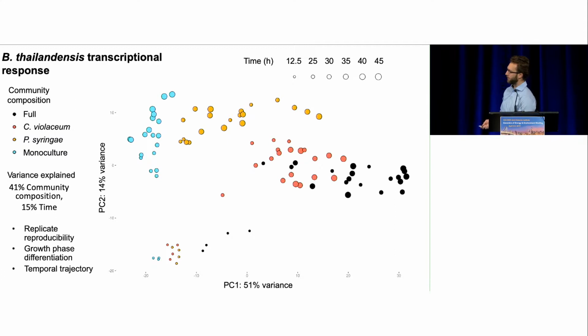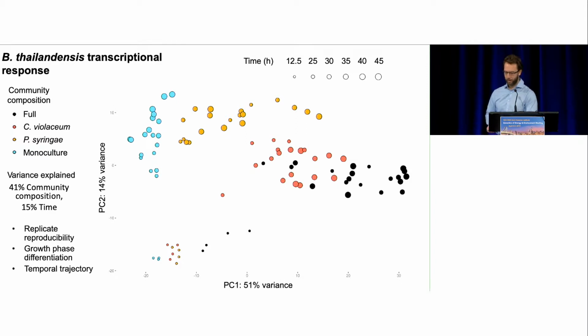And so points closer together in space are more similar in the transcriptional response, while points further apart are more dissimilar. Some things that we see are replicate reproducibility, shown by the tight clustering of particular time points. We see growth phase differentiation between the exponential phase and the stationary phase time points. And third, we see a general temporal trajectory in each of the community compositions.